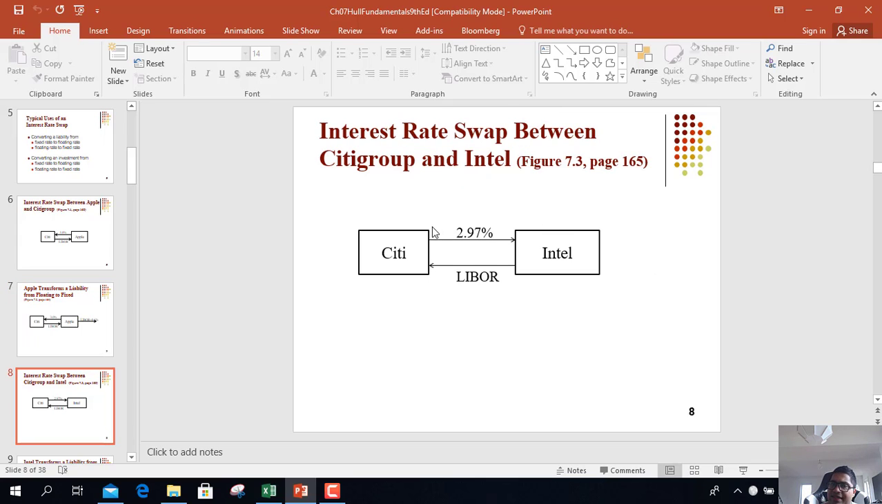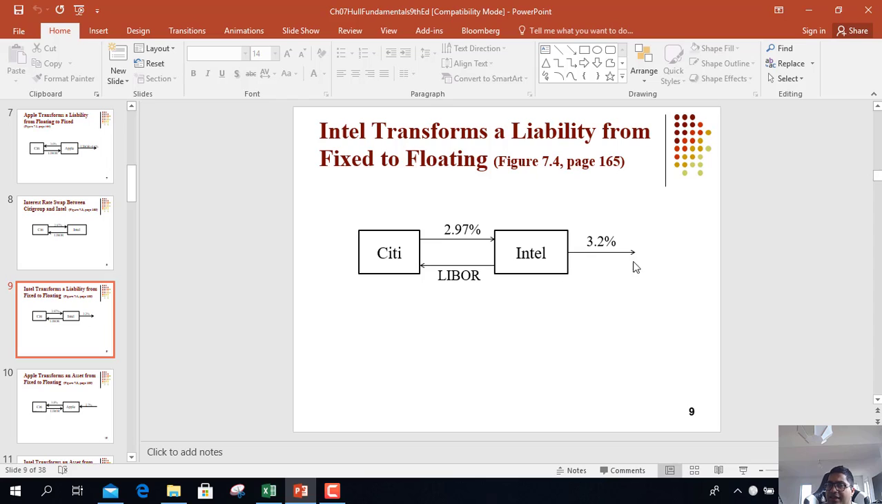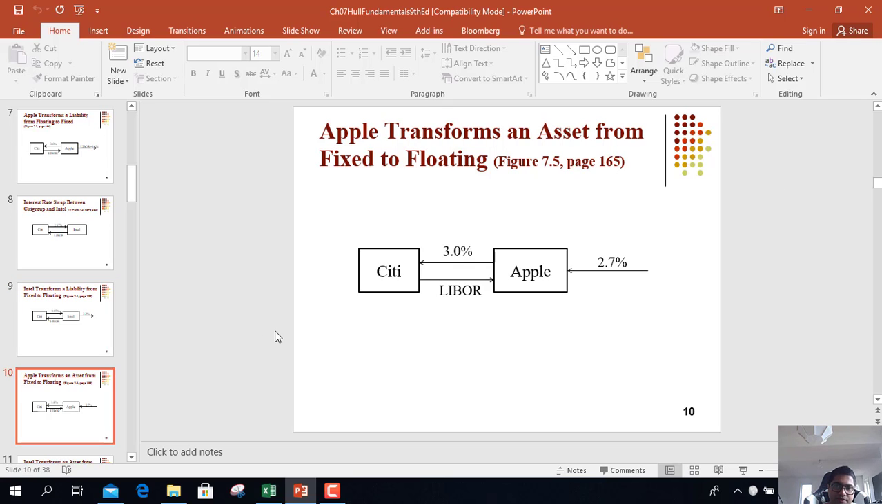Interest rate swap between Citi and Intel. Citi can get into an agreement where it pays fixed and receives floating, right? Then Intel can use that fixed rate to pay off its fixed obligation. So we have considered this in detail. We have also done some problems.